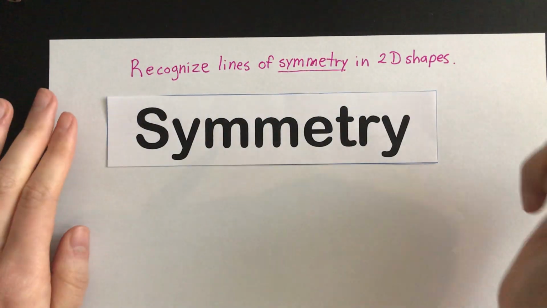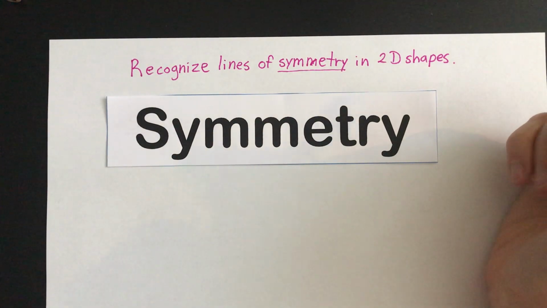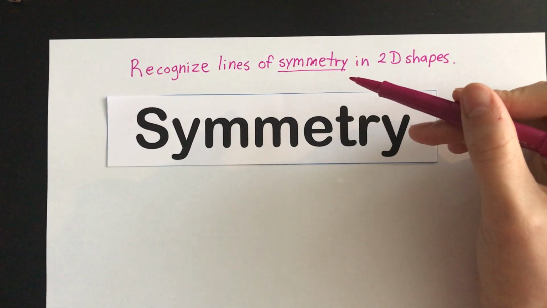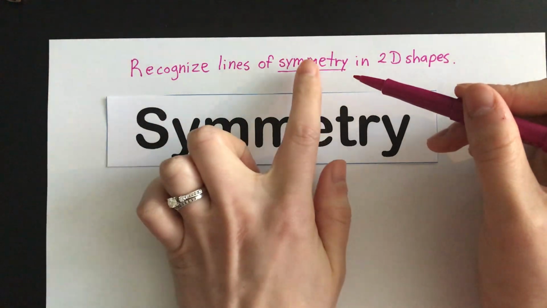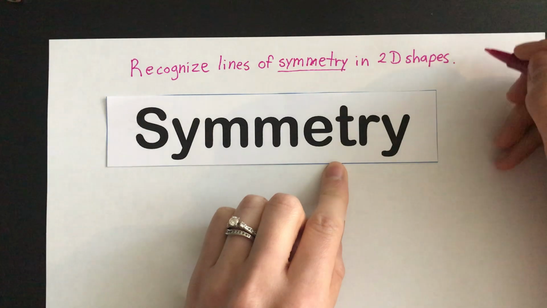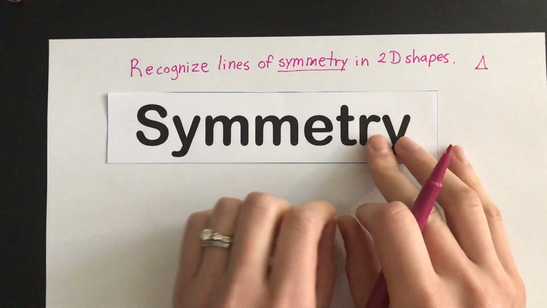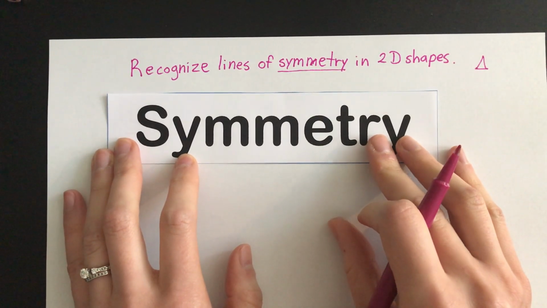So today we're working with math and we are going to be working on recognizing lines of symmetry in 2D shapes. We'll talk a lot about this word right here. 2D shapes, you may already know, is just a shape that is flat on a paper. So, just a little vocabulary first.